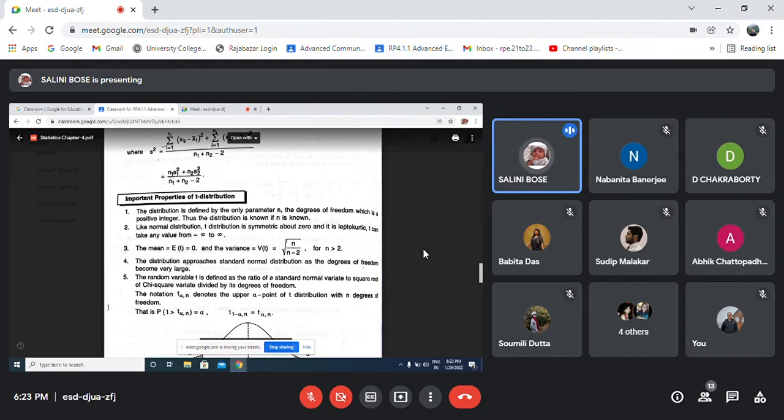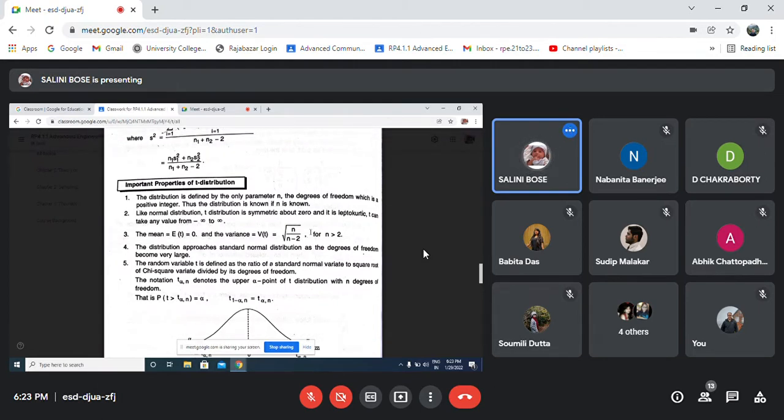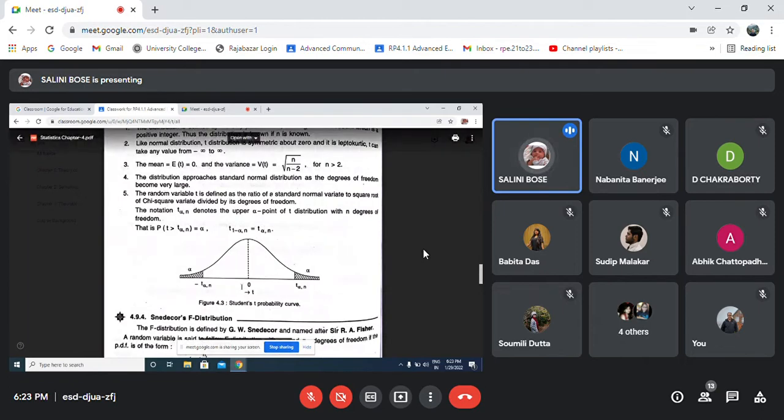So there are some properties. The first property is that the T distribution is defined by only one parameter n, where n is the degree of freedom, which is a positive integer. Thus, the distribution is known if n is known. Next, like the normal distribution, the T distribution is symmetric about 0. The population is normally distributed, so obviously it has the same property as the normal distribution, that is, it is symmetric about 0.